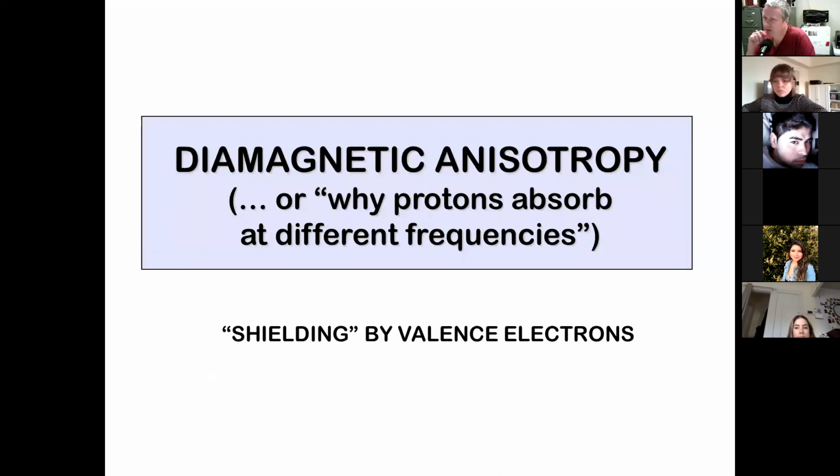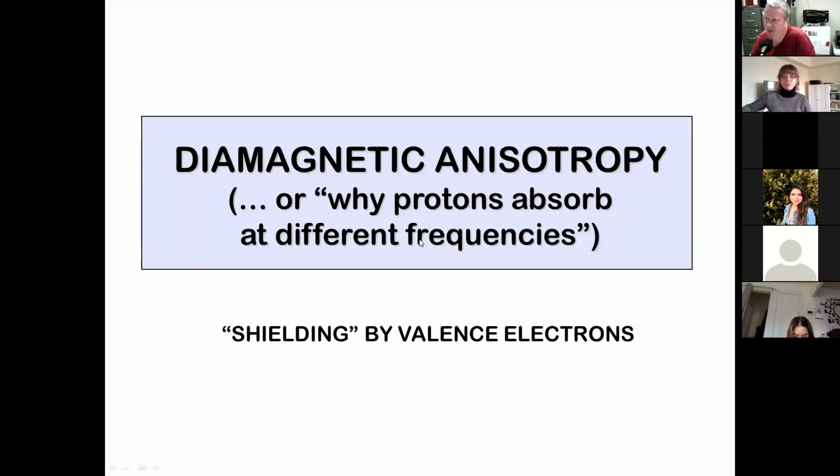Okay, fun word to say 20 times really rapidly: diamagnetic anisotropy. It's gonna hurt. Try it. So what this means in normal words is why protons absorb at different frequencies, right? We already talked about electronegative, left, right? And there's this concept called shielding. So what is shielding in NMR?